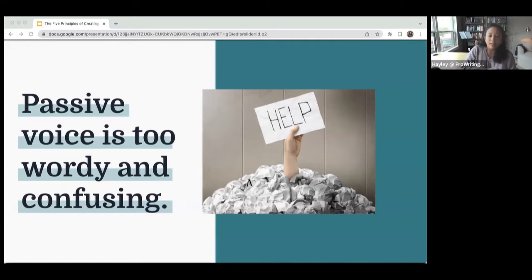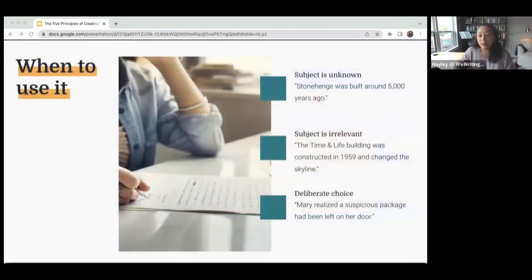When we're thinking about passive voice, we need to think about making sure it makes sense in a particular context rather than deciding to just use it because we didn't realize that it was there. So here are 3 instances when I do think it is okay to use. The first is if the subject of your sentence is unknown. So you can't have a sentence where the subject is the star if the subject is unknown. So if you say something like Stonehenge was built a million years ago, we don't know who built Stonehenge.